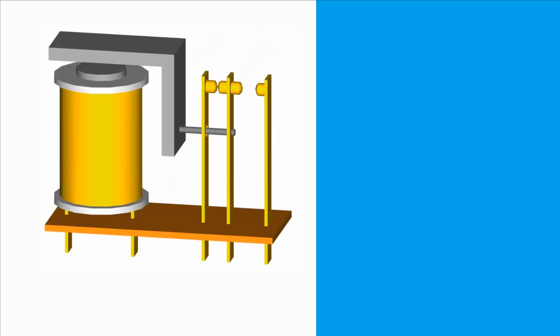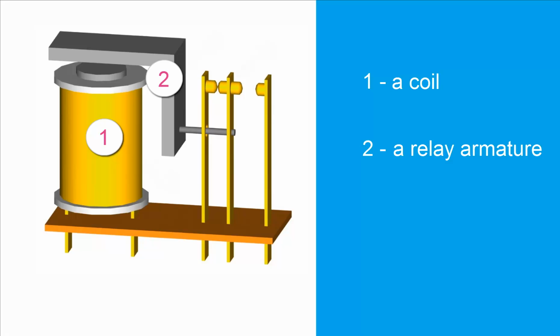Connection of executive units to the terminal's outputs is carried out via an electromagnetic relay. An electromagnetic relay is an electromechanical device closing or opening mechanical electric contacts when electric current is brought to the relay. The relay consists of a coil, relay armature, and contacts.